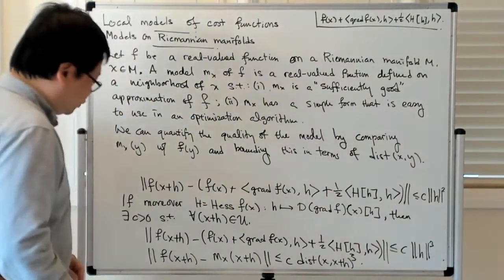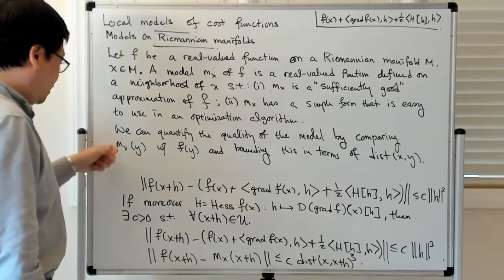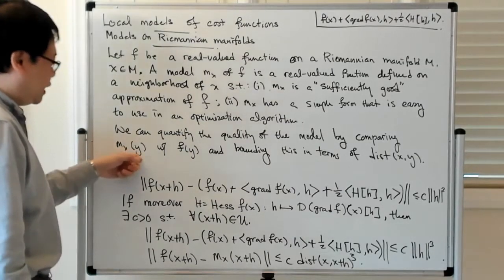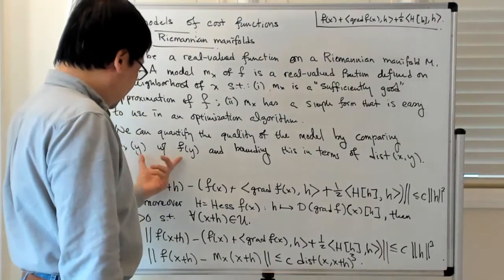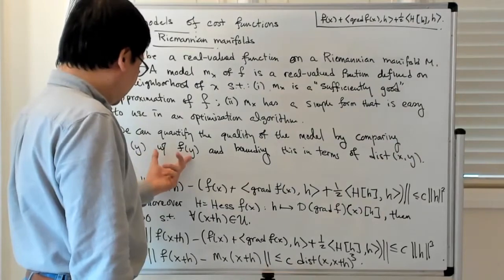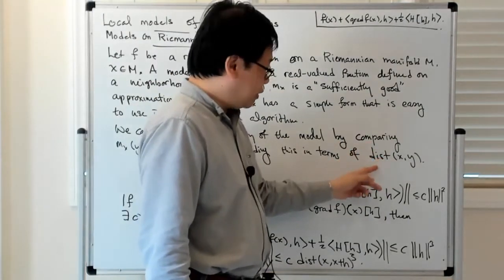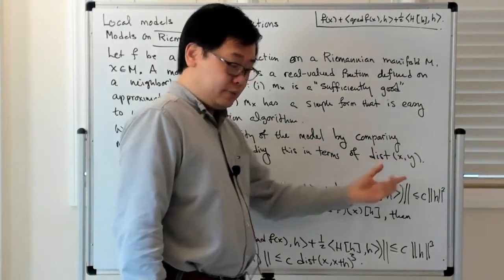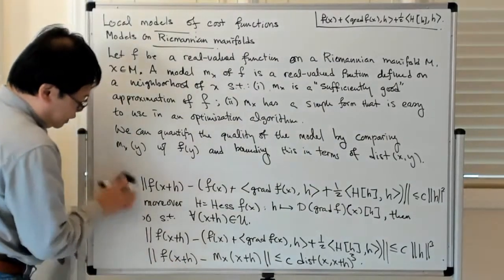That's basically what we're trying to do. We're going to compare f at some point y with the model, which is constructed at the point x but evaluated at the point y. We want to look at the error introduced by replacing f with this model, and bound that error by something which involves the distance between the points x and y. So that's analogous to what we have here.